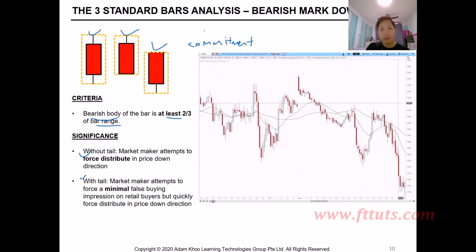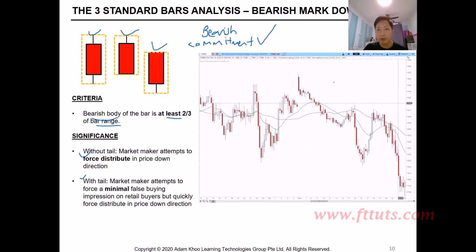We call this a bearish commitment. We say there is a very strong bearish commitment in terms of price action, because the bearish body is at least 2/3. It can be a bar that's entirely red without any tail as well. So learn to identify it over here. You can pause the video and identify the bearish markdown bars in the chart.